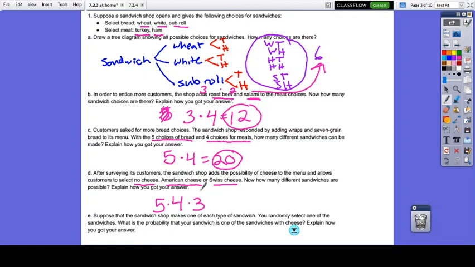Now this is a little bit tricky for people. Some people want to say 2, but you actually have 3 choices. You can choose no cheese, American, or Swiss. Okay, so that's 3 choices in there, and that gives us a total of 60 possible sandwiches.